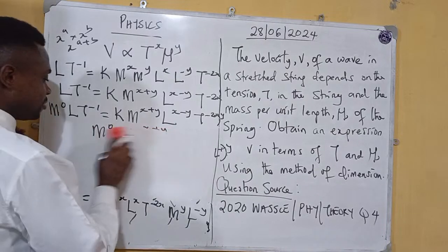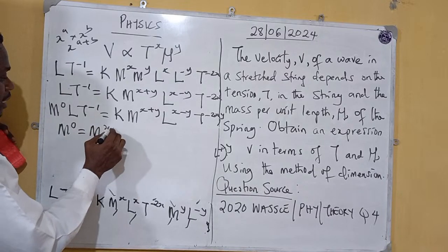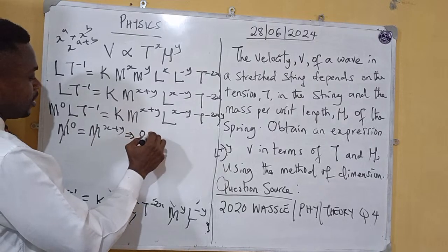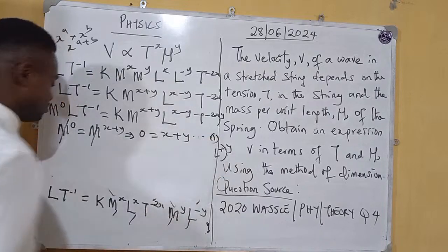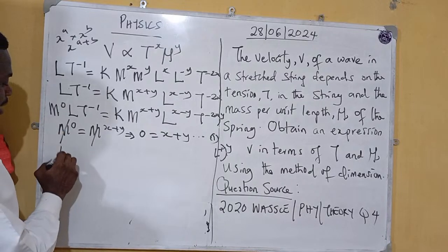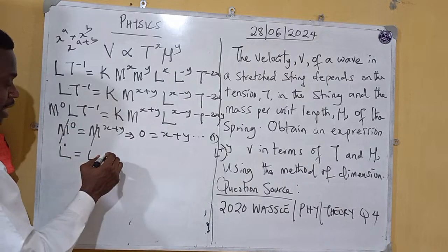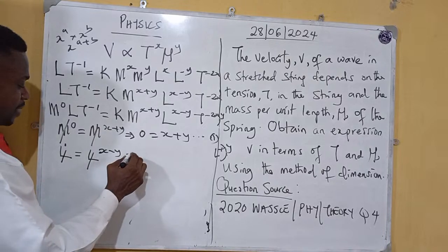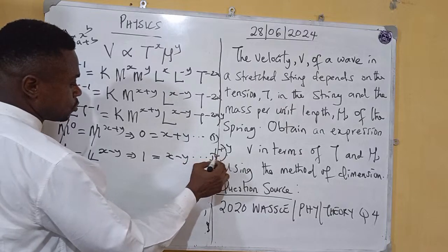Let me write it well for want of space. M raised to power 0 is equal to M raised to power X plus Y. M will cancel M. This implies that 0 is equal to X plus Y. Equation 1. So let's solve for L. So L here is equal to L. Remember, this is L raised to power 1, equal to L raised to power X minus Y. L will cancel L. This implies that 1 is equal to X minus Y, equation 2.